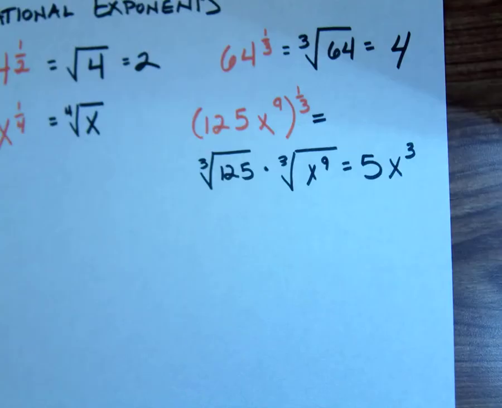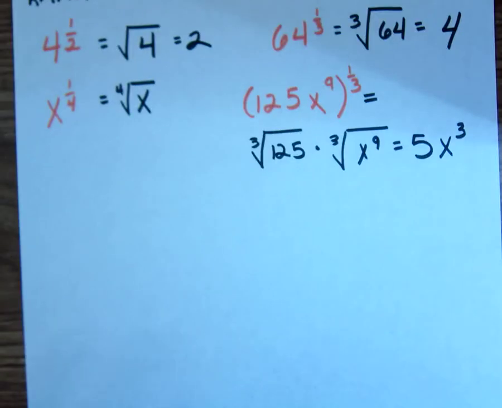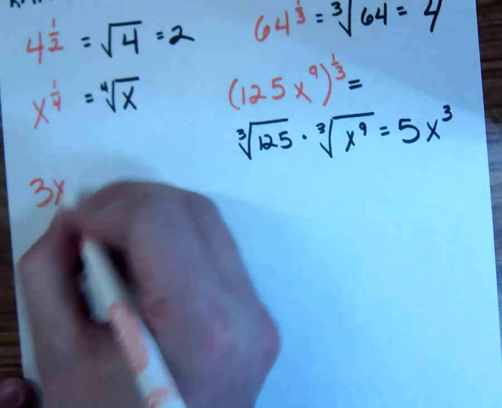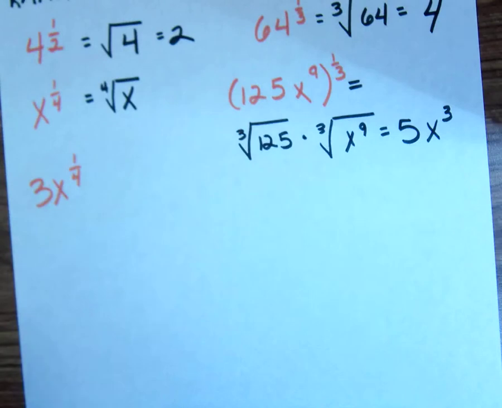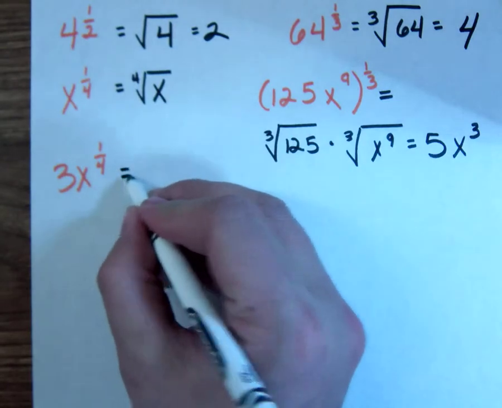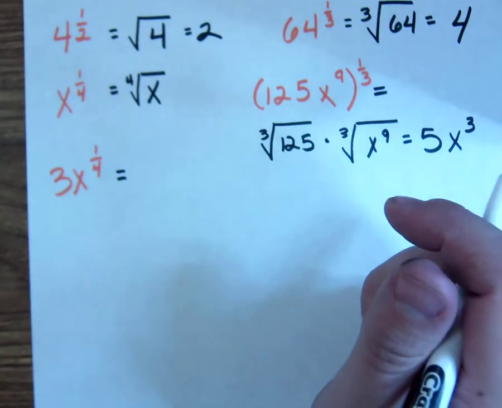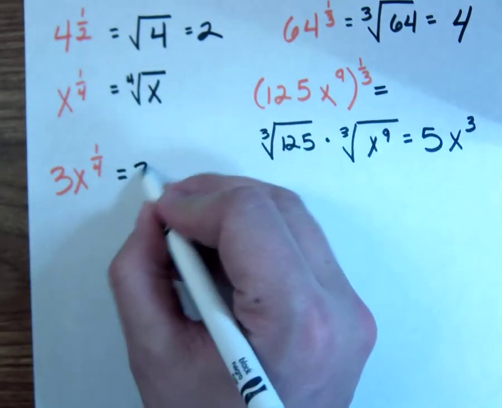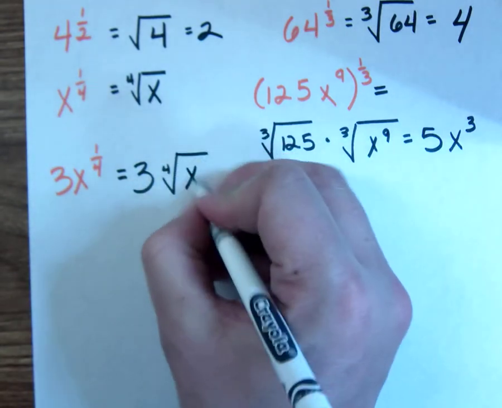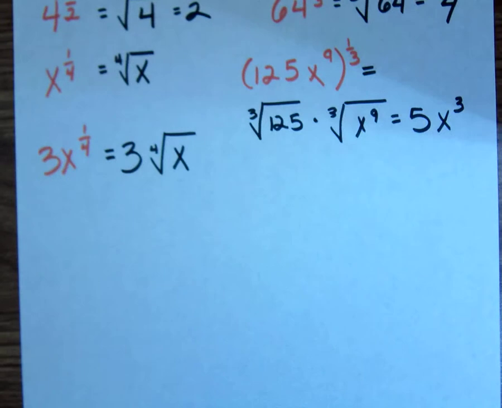Exactly right. Now don't get mixed up, don't get tricked by something like this. That one doesn't have parentheses. How is that different? Only the x goes to the 4th root, not the 3. So this one would be 3 times the 4th root of x. So don't get tripped up by that kind of business.